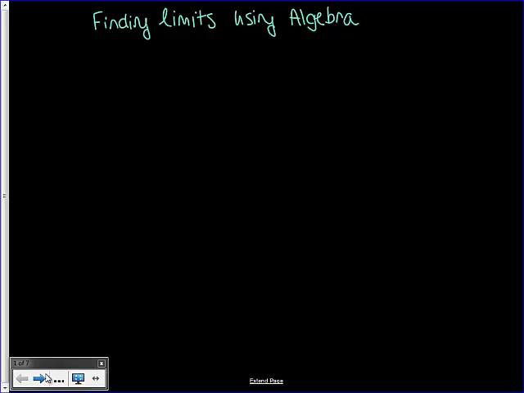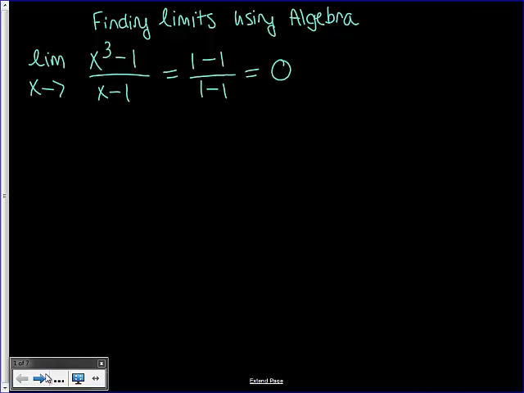Alright, we're going to do the limit as x approaches 1 of x cubed minus 1 over x minus 1. Well, if I try direct substitution here, I've got 1 minus 1 over 1 minus 1. That is 0 over 0, which is classified as indeterminate. Meaning I couldn't find anything, so I have to go back and try again.